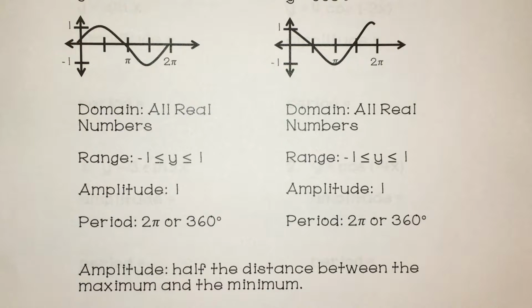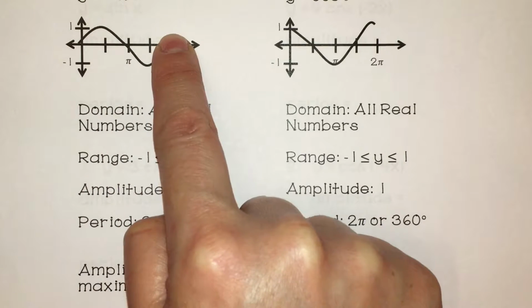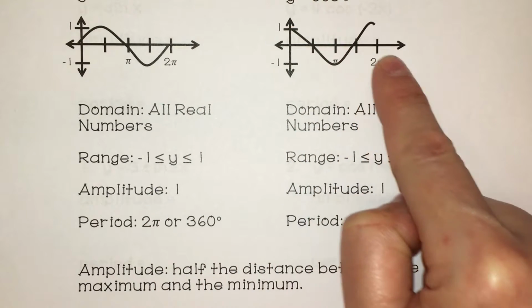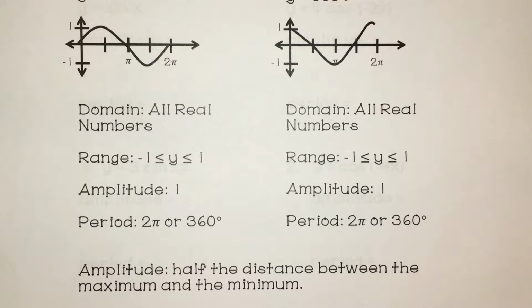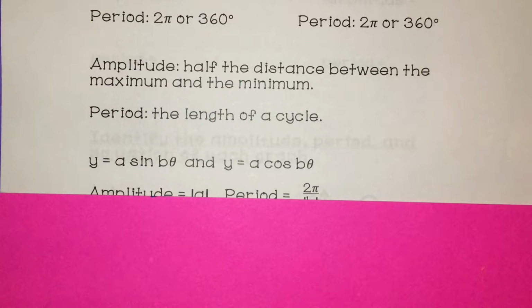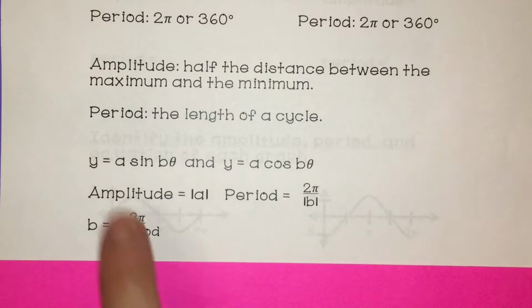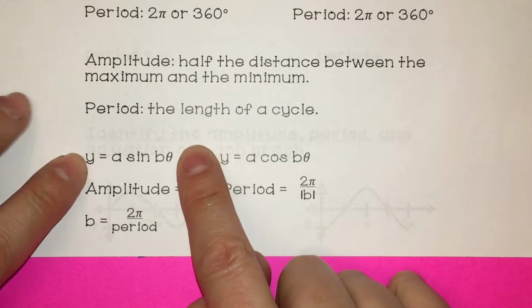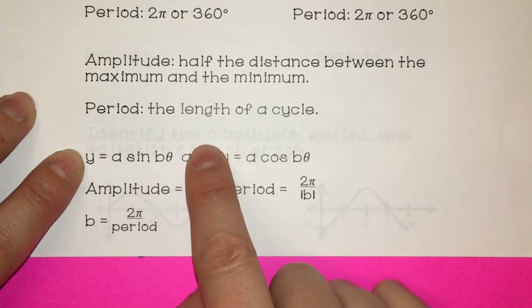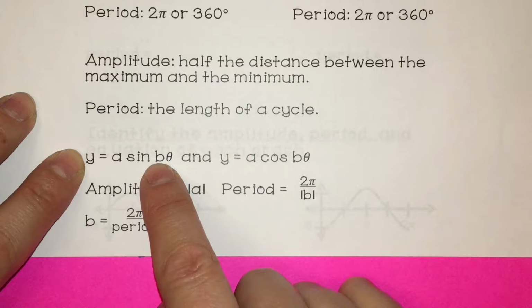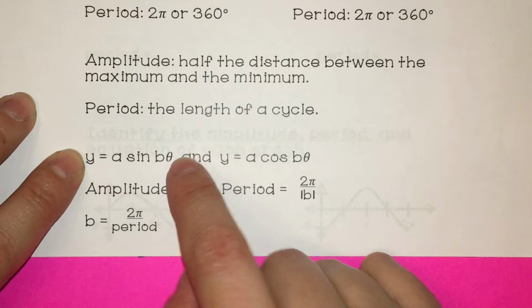The period is the length of a cycle, and this would repeat. It just keeps repeating. Same thing with this. That's why it cycles, it continues. All right, so we're going to have to find the equations. This is really important to help you find the equations. You're going to be plugging in values for a and b. So y equals some number times sine, and b is multiplied by theta.